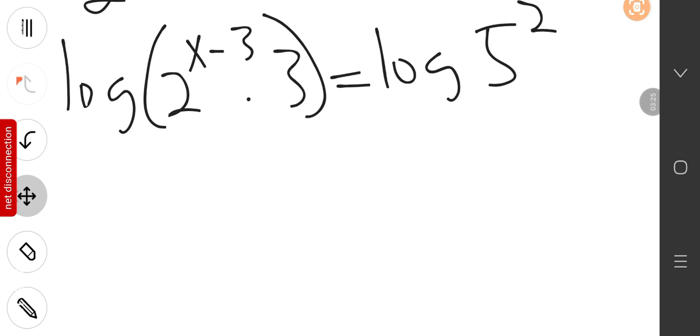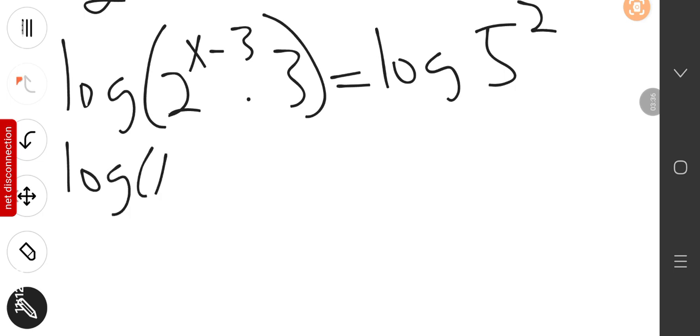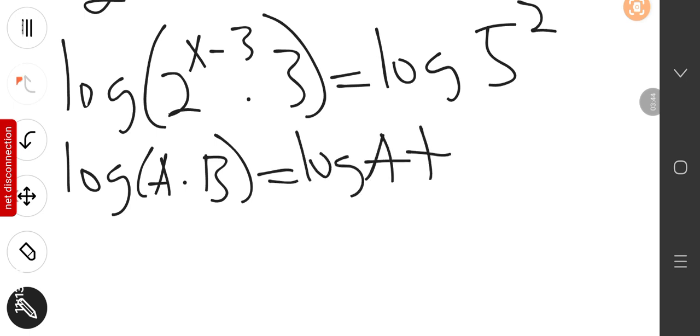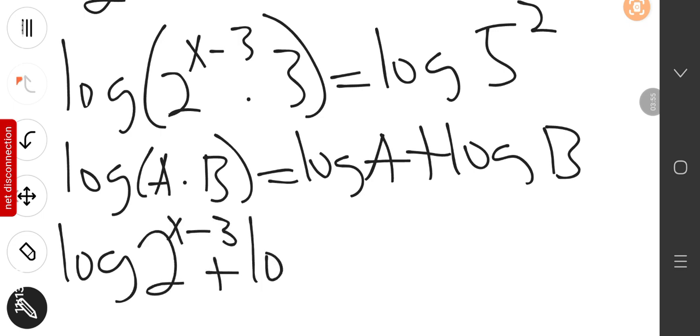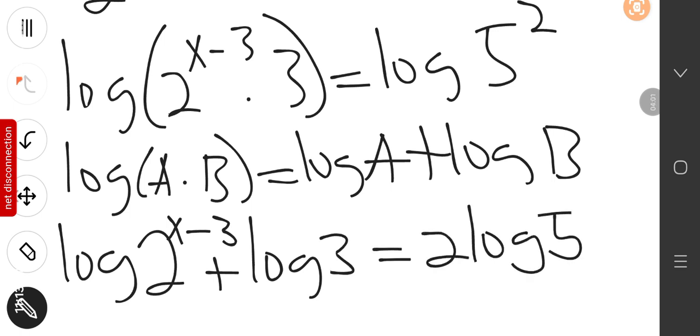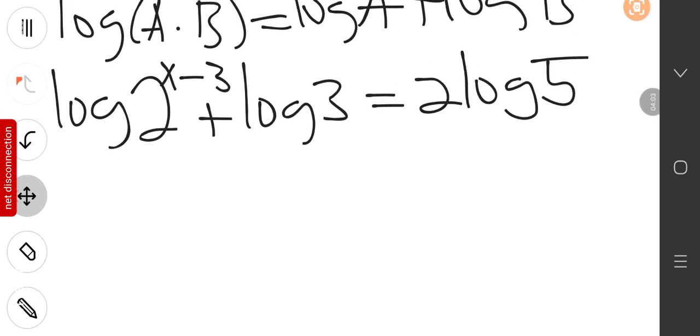By inspection, or by observation, you can see we can apply the product rule of logarithm. So we say log a times b is the same as log a plus log b. So we are going to have log 2 exponent x minus 3 plus log 3 equals 2 log 5. So this is what we have now.